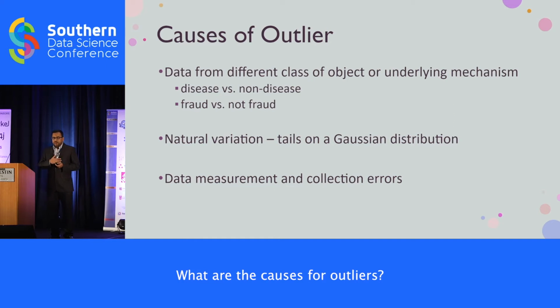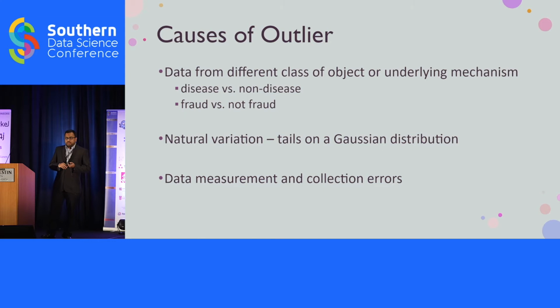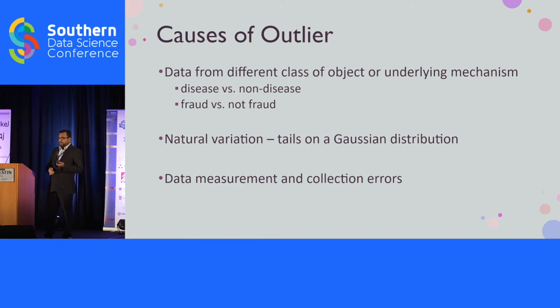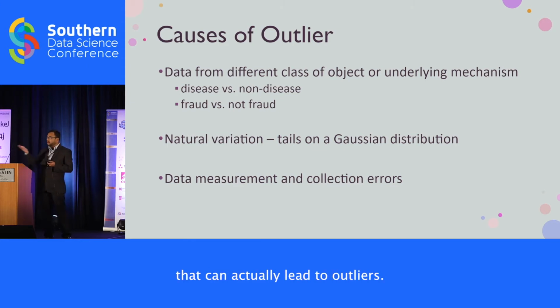What are the causes for outliers? It can be built in the data. The underlying cause is present within the data itself. It can be because of the natural variation. There are tails on the Gaussian distribution which you are actually missing. It can also come from the way you are measuring data. So data measurements and collection can also lead to errors, and those errors can actually lead to outliers.